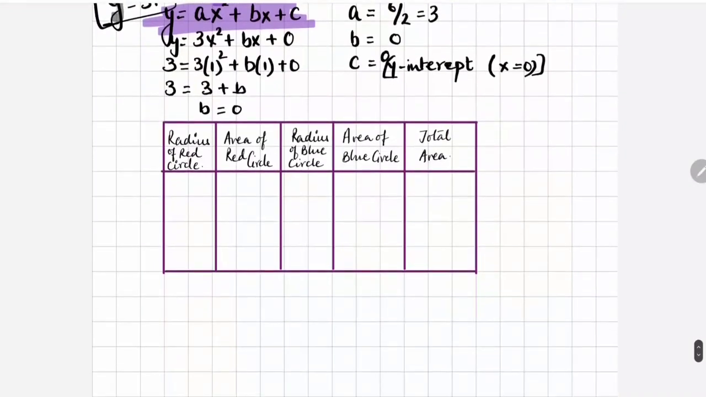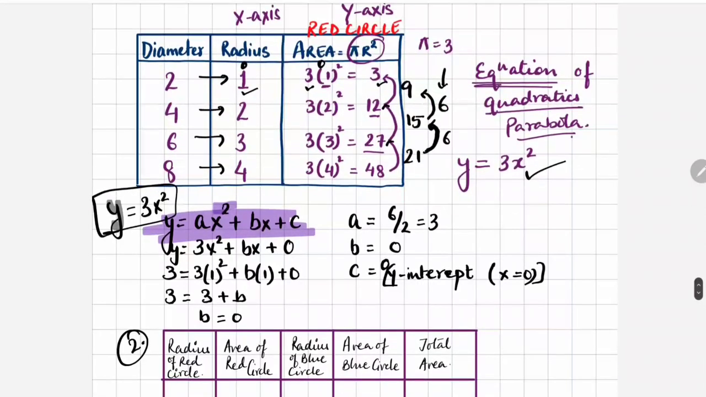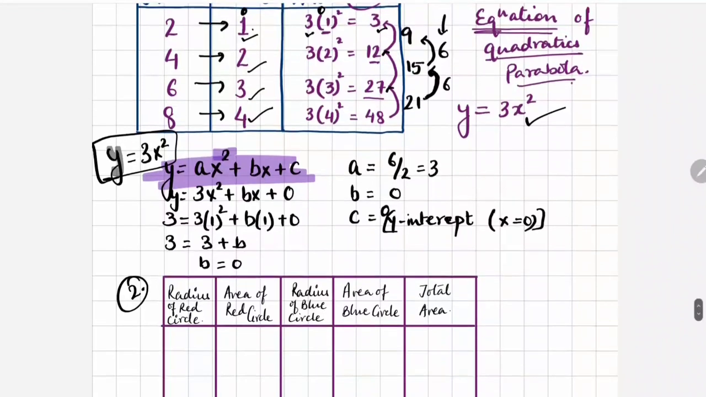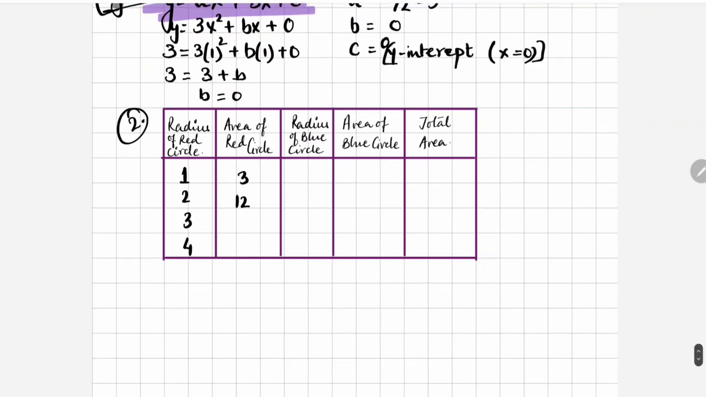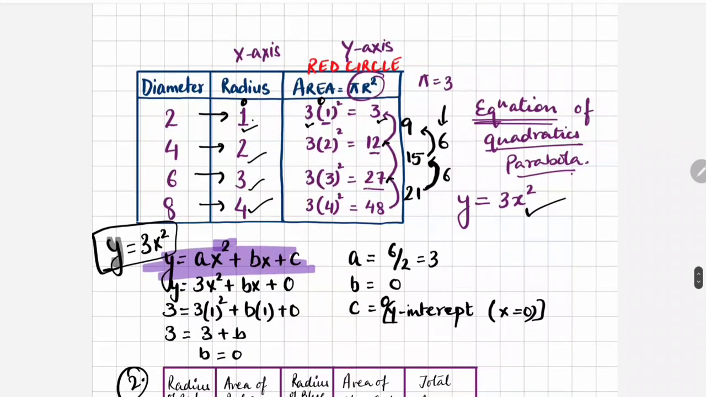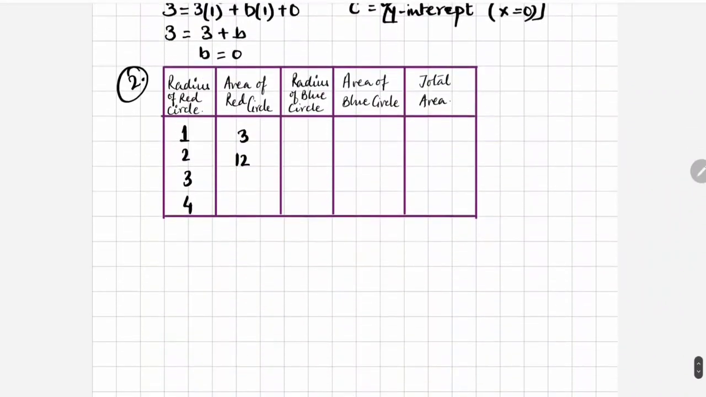So the second part here is the radius of red circle. So we have recently done that. So radius is 1, 2, 3, 4, and these were the areas. So if I put that down straight away, 1, 2, 3, 4, that was 3, 12, 27, and 48.